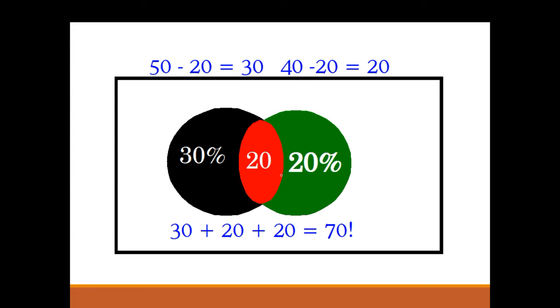the library. These people, if we just added up the 50 and the 40, we'd count these students twice because they go both places. So we have 30% who go to the union and not the library, 20% who go to both, and 20% who just go to the library. So 30 plus 20 plus 20 equals 70, which is the same as taking 50 plus 40 minus 20 and getting the 70. Cute little diagram here, the Venn diagram.